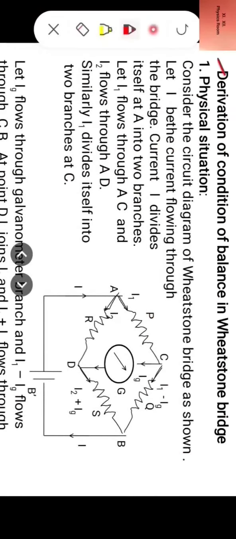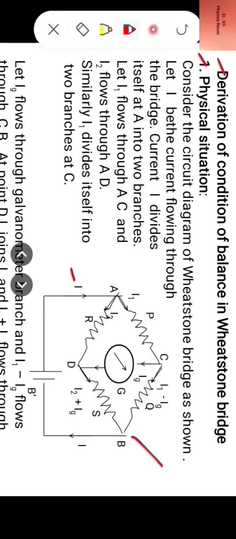Now derivation of condition of balance in Wheatstone bridge. Now how we derive the condition of balance in Wheatstone bridge? First we are to develop physical situation. Consider the circuit diagram of Wheatstone bridge as shown. Let I be the current flowing through the bridge.